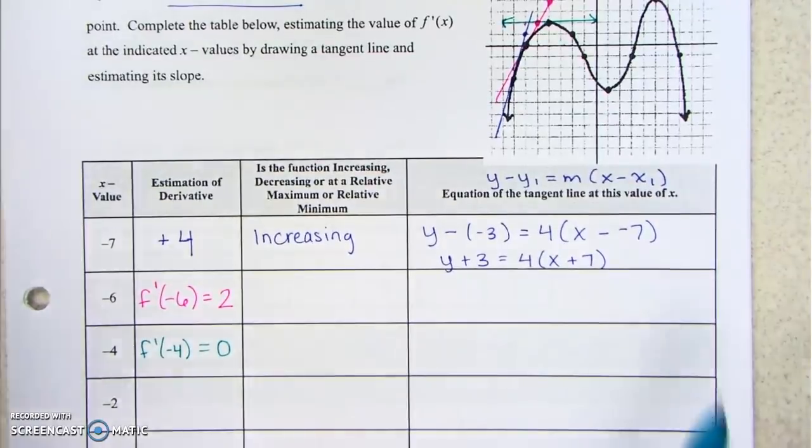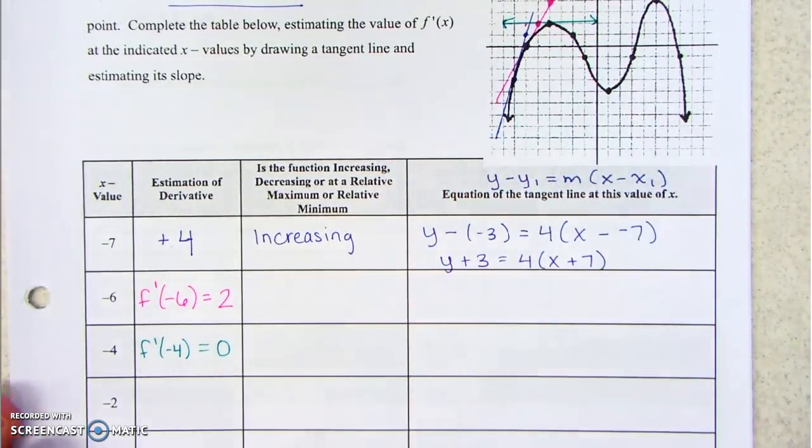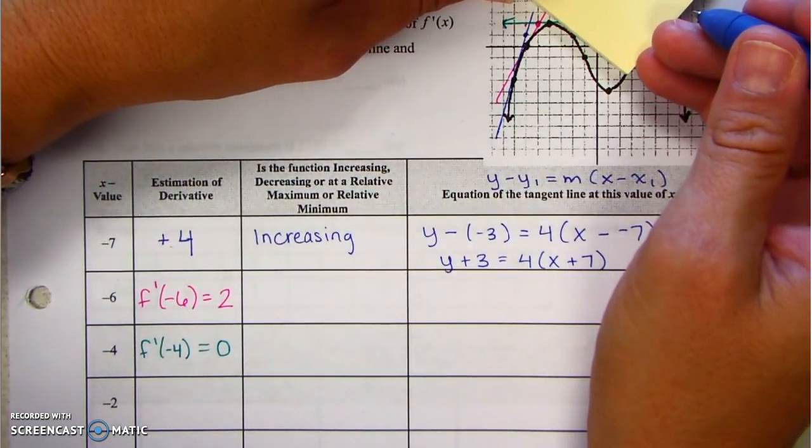All right, what happens? We went positive, positive, 0. What happens after 0? We go negative, right? So let's estimate the slope of this tangent line.